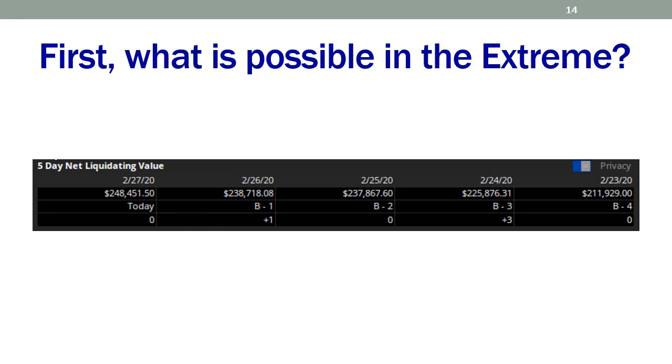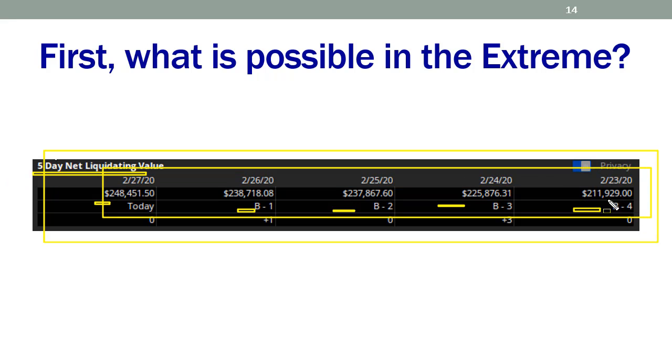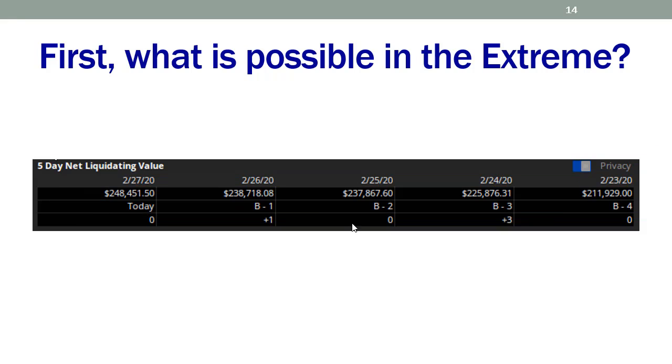This happens to be what we term the net liq. It's a 5-day net liquidating value. This actually includes, I believe the 23rd was Sunday, so your Monday, Tuesday, Wednesday, Thursday. And what we basically have is about $40,000 in profitability on a $200,000 account. This is real. You want realistic? That's about as realistic as it gets.